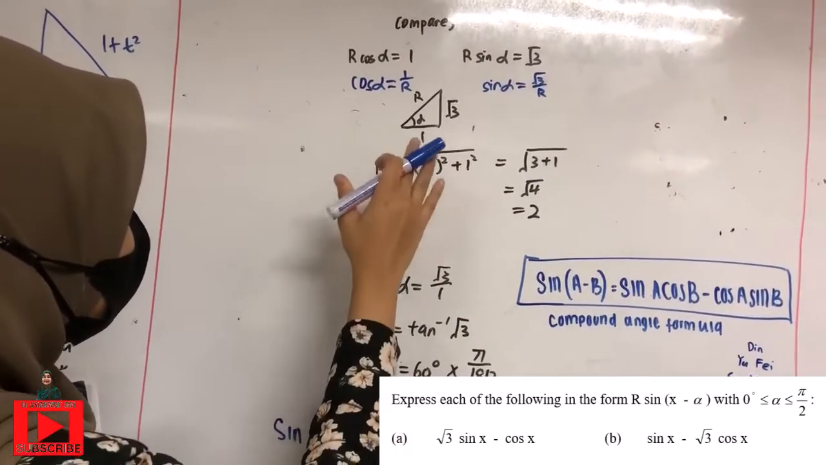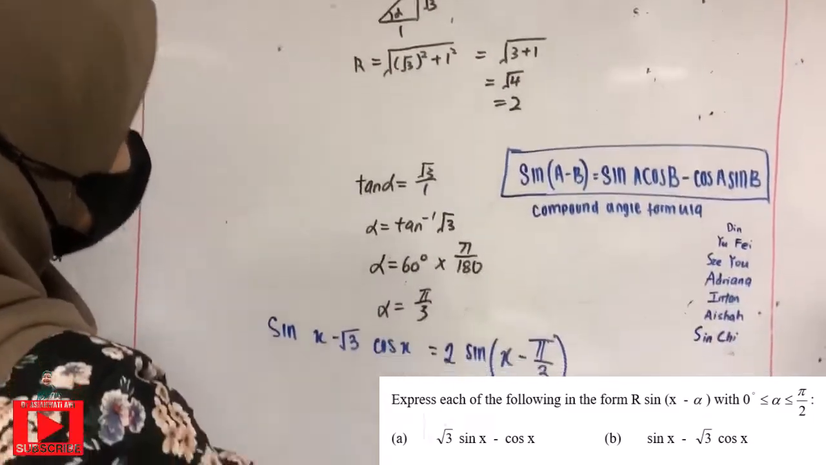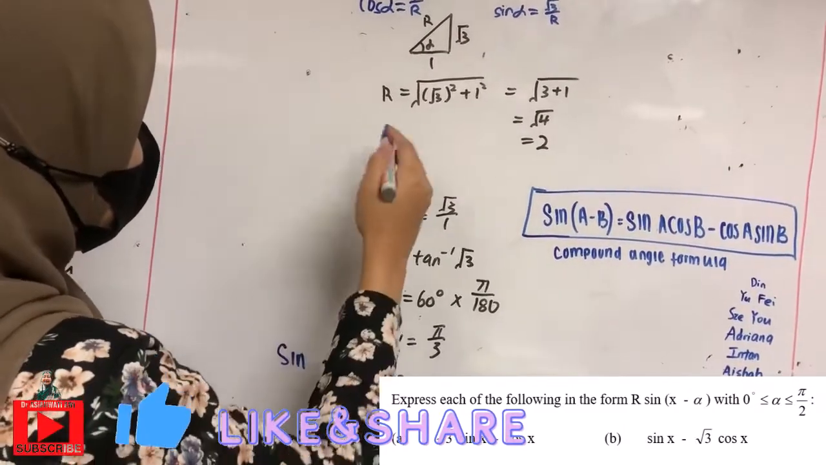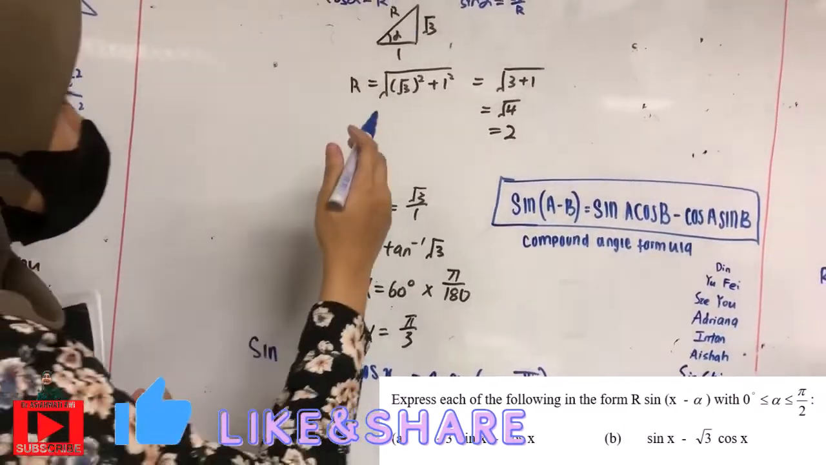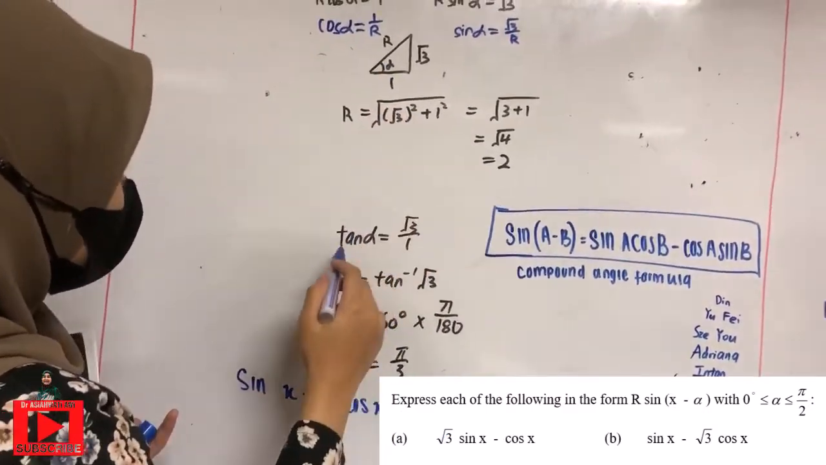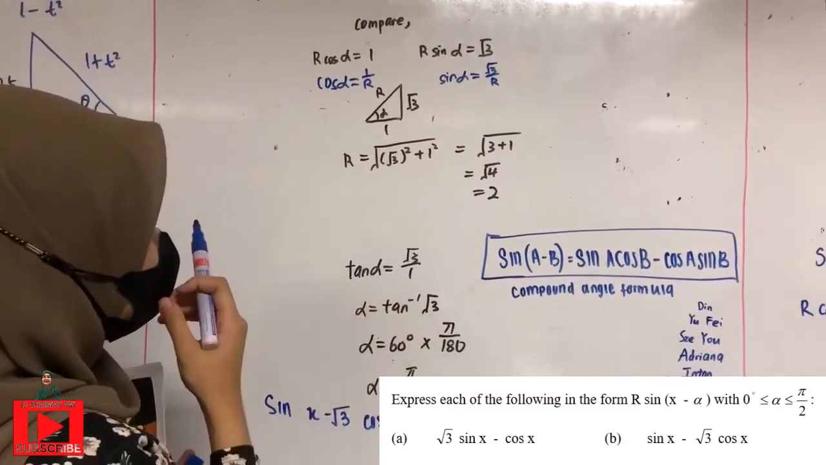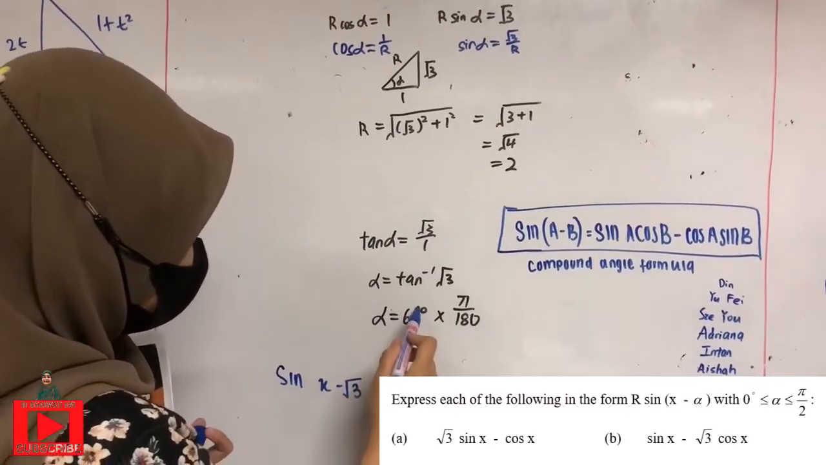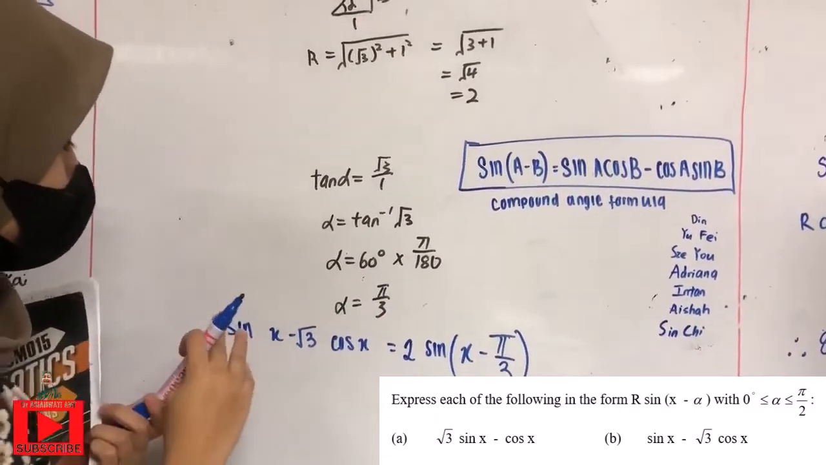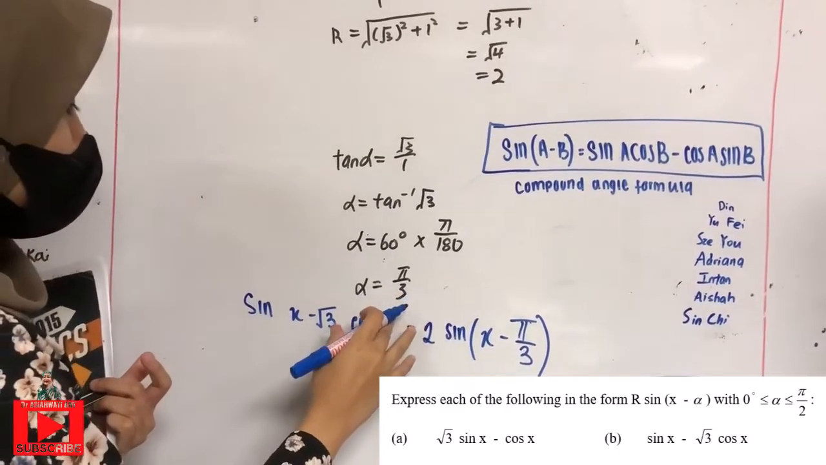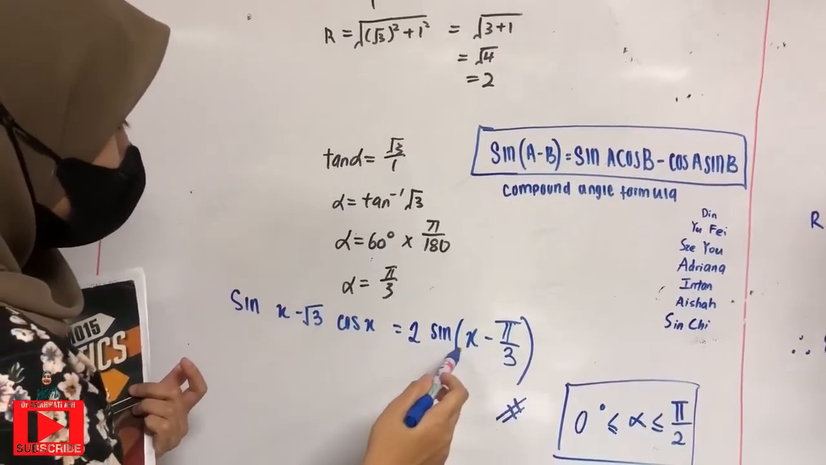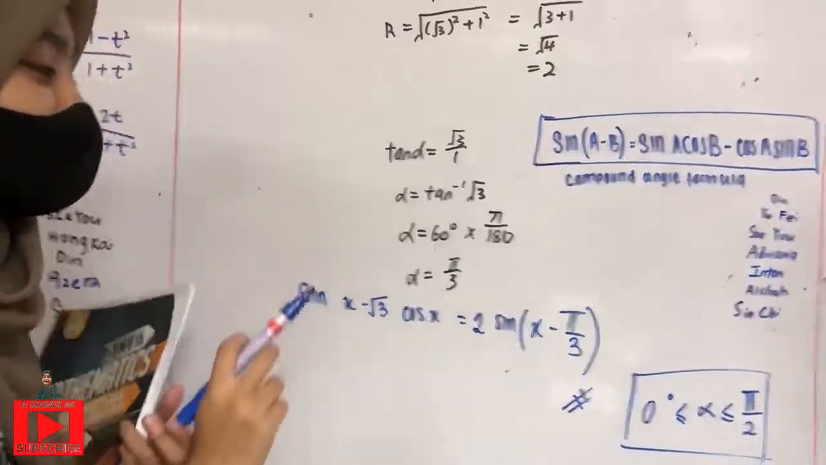So we know this is the first quadrant based on the range. So we can get the r by using the theorem Pythagoras. So kita akan dapat 2. And then kita boleh cari alpha ni using tan alpha equals square root 3 over 1. So kita akan dapat 60 degree. And then kita kena tukar kepada radian sebab range dia bagi dalam radian. So kita dapat alpha equals pi/3. So final answer akan dapat 2 sin(x minus pi/3).